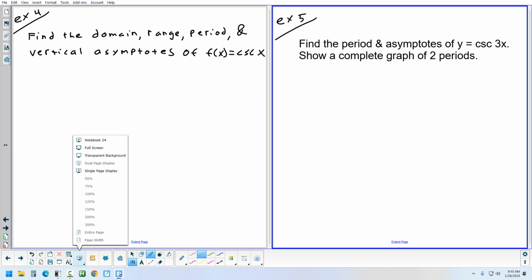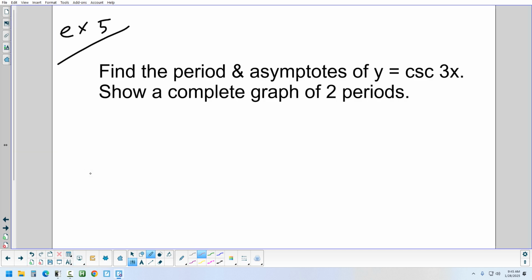All right, let's try this one. So find the period and the asymptotes and show a complete graph. Okay. Cosecant. Is it 2 pi over b or pi over b? Which formula do we use? 2 pi over b. What's b in this case? 3. So there's our period. You always want to find that first because you're going to need that.